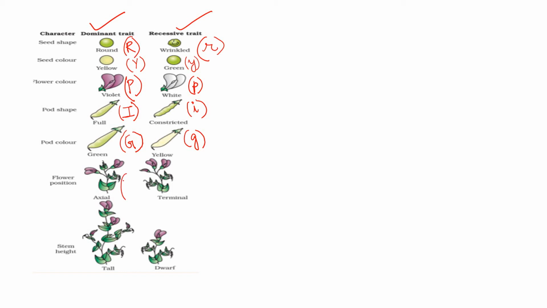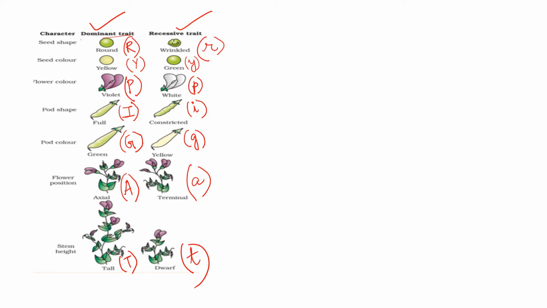Now, next we come to the flower position. We have the axial one, so the dominant allele will be capital A and the recessive allele will be small a. Then for stem height, the dominant allele will be capital T and the recessive allele for dwarfness will be small t. I hope this is clear. So you can see that all the dominant traits have capital letters, because when we write the genetic code, it becomes very easy to understand. And all the recessive traits are written in small letters.